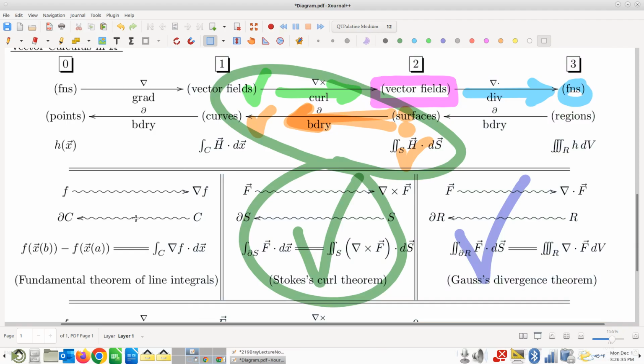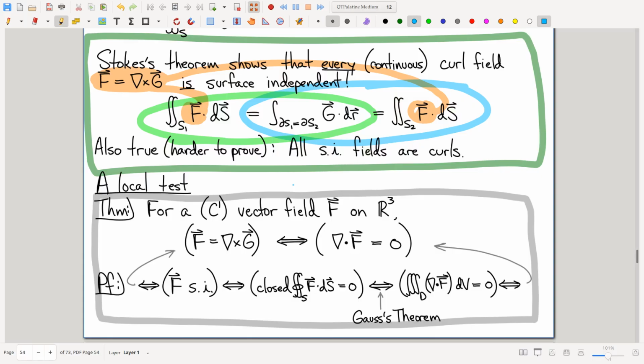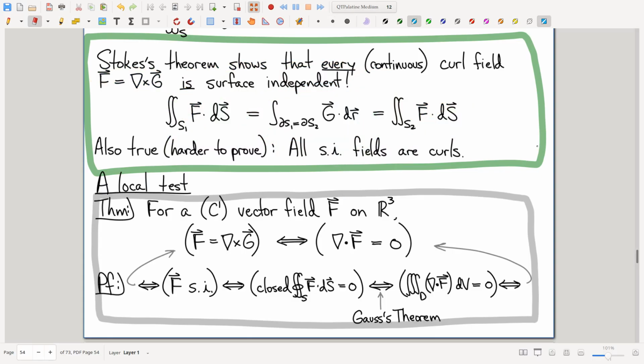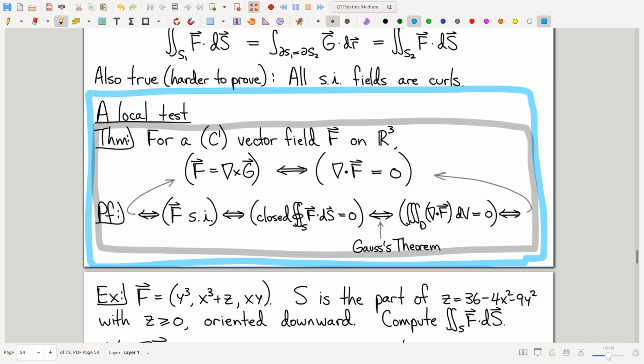It's really a powerful analogy there. And then likewise, let's look at the business about divergence being zero. And I'm sure y'all recognize this little box that I've got down here. Right? We've looked at this kind of thing several times. And as we've already established, curls are surface independent.